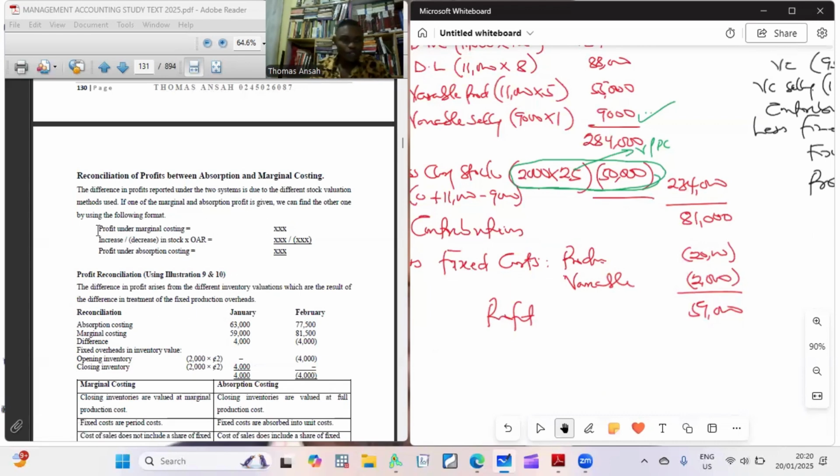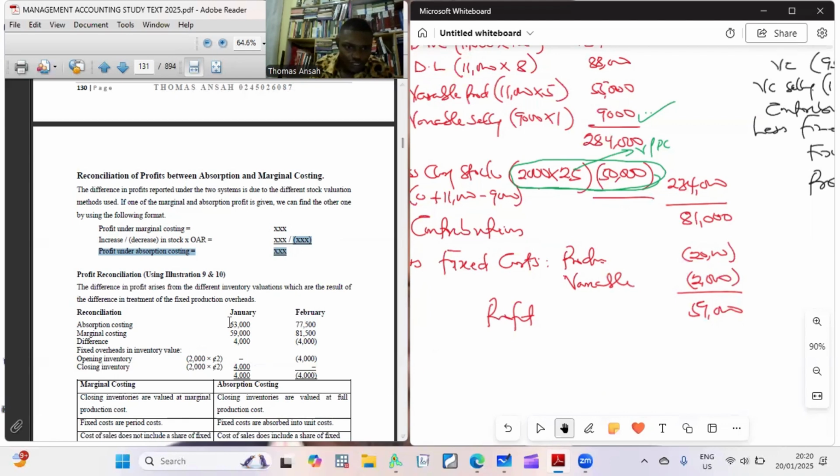So what you did in marginal, profit under marginal, then you check your over and under absorption, the increase in the stock because of what happened. And you will see that when you adjust it with that, you get equal to the profit you get under absorption.